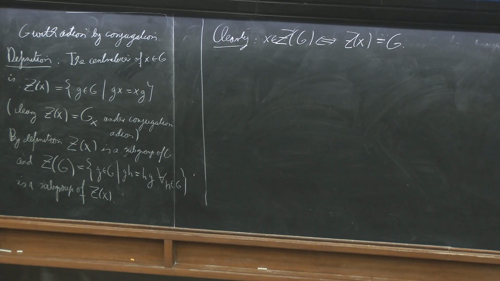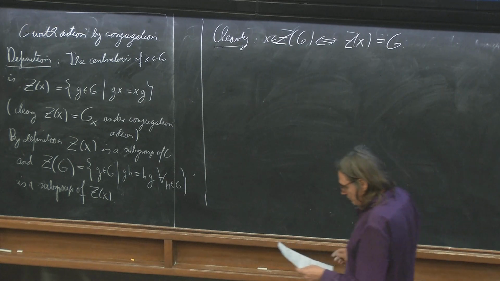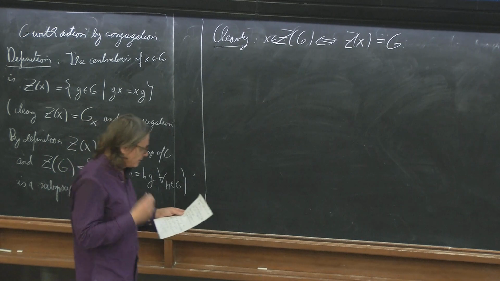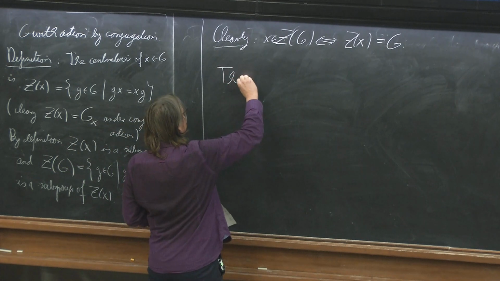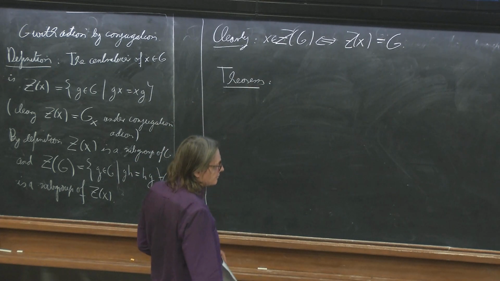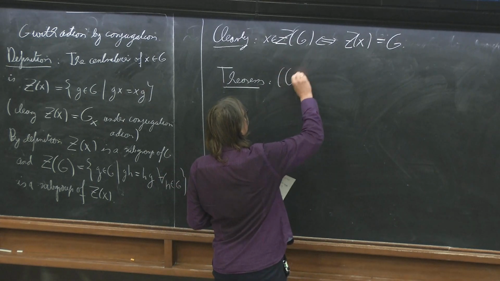So now we just want to apply the orbit stabilizer theorem to this action, and we get another result, which is called the class equation, which tells us, in some sense, how many conjugacy classes there are. So this is the following theorem, basically just a reformulation for this situation of the orbit stabilizer theorem. So this is the class equation.